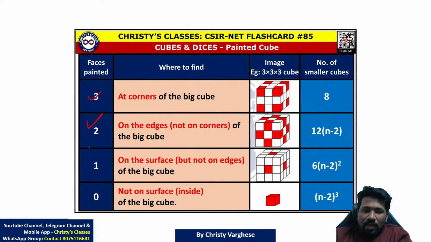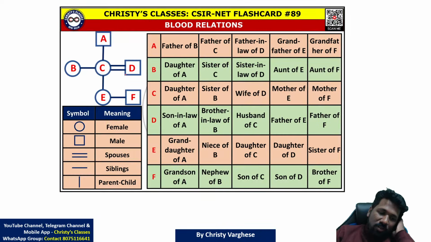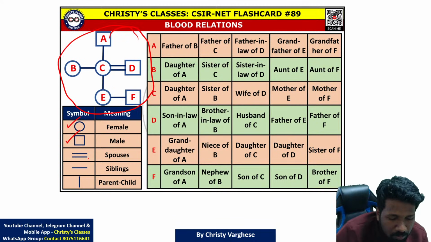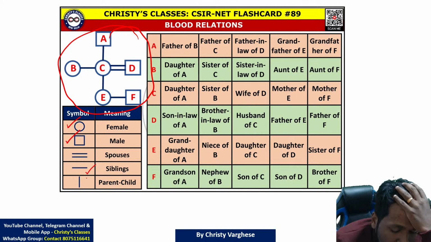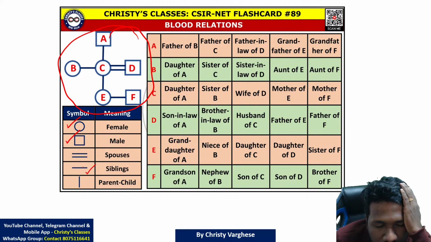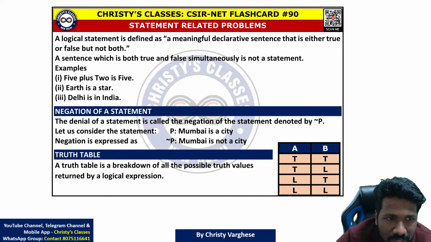Then blood relation chapter is a topic which takes more time to explain. So you should know how to draw blood relations. For that, these are the symbols I follow. Female by circle, male by square या rectangle. Spouses मतलब क्या है? People who are married to each other. Siblings means people who are brother or sister to each other. Parent child के लिए ये vertical line. ये use करके you can draw these blood relation tree.